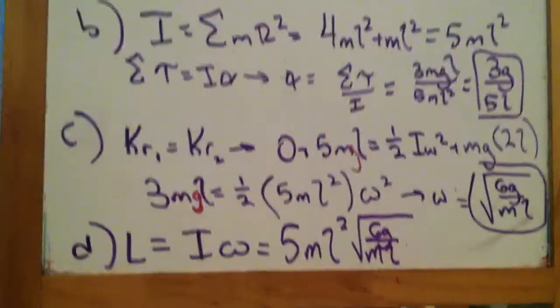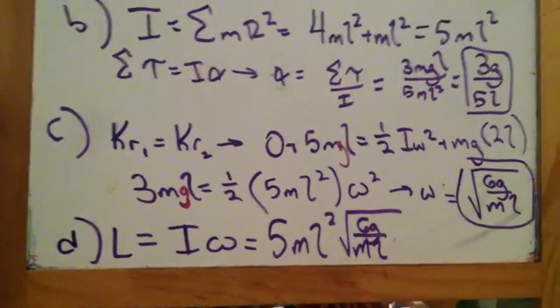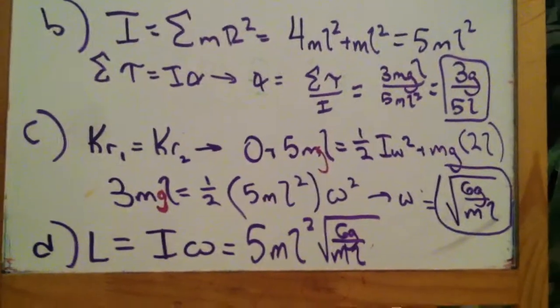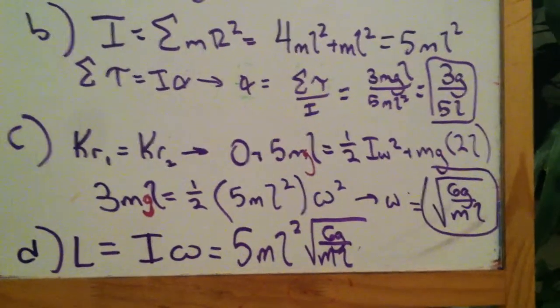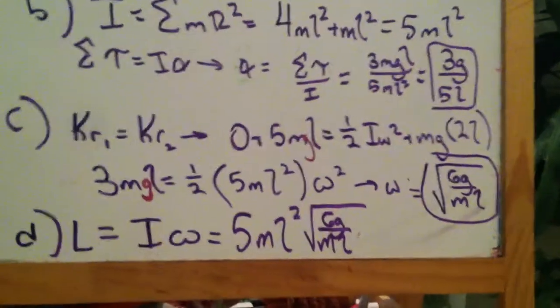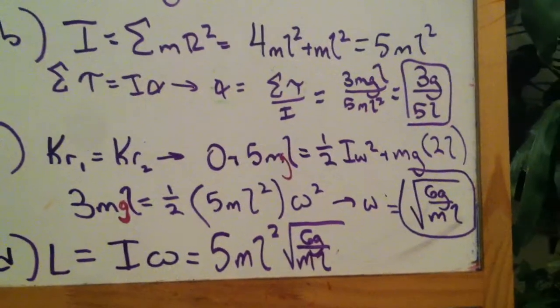And then part D is asking for the angular momentum of the bug at that point. That's simple. That's just the moment of inertia times angular velocity, which equals 5mL squared, which is I, times the square root of 6g over 5L.